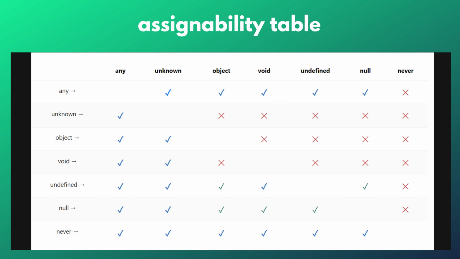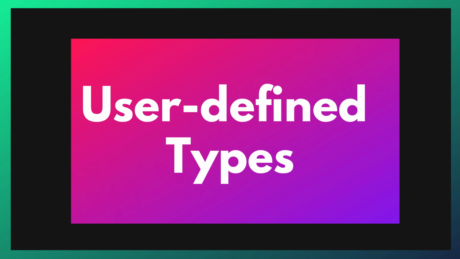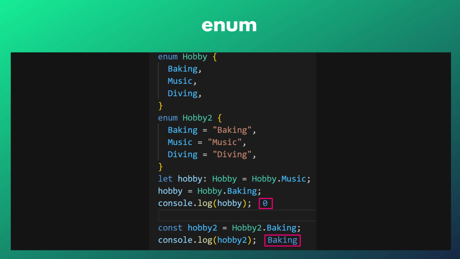Now we turn our attention to user-defined types. Enums. Enums are a feature added to JavaScript by TypeScript, which allows for describing a value that could be one of a set of possible named constants. Unlike most TypeScript features, this is not a type-level addition to JavaScript, but something added to the language and runtime. An enum can be defined in two ways.